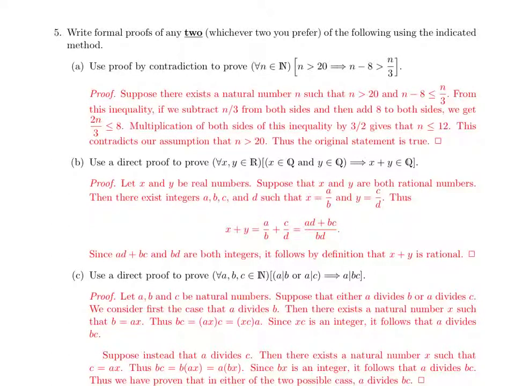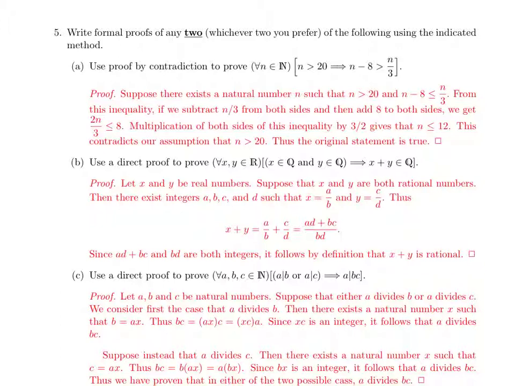Okay, let's go over the proof of these four statements. In the first one I said use proof by contradiction to prove for every natural number little n, if n is bigger than 20, then n minus 8 is bigger than n over 3. So the idea is to look at the negation of this and get a contradiction from it. In other words, you should start by assuming that the negation of this statement is true.